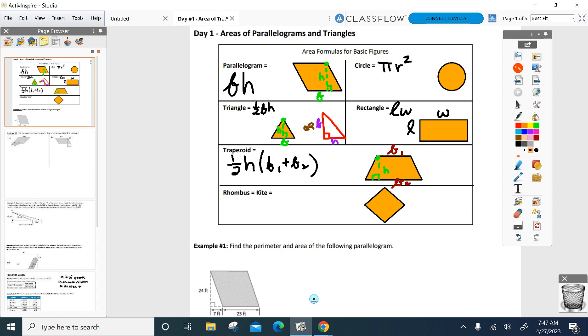And then rhombus, kite, or actually, I don't know if we'll talk about a kite at all. Maybe just the rhombus. Same formula though. 1/2 d1 times d2. Anybody think they know what the letter d stands for here? We're in a rhombus or a kite. Yeah, Spence on fire today, huh? That's diagonal length. Yep.